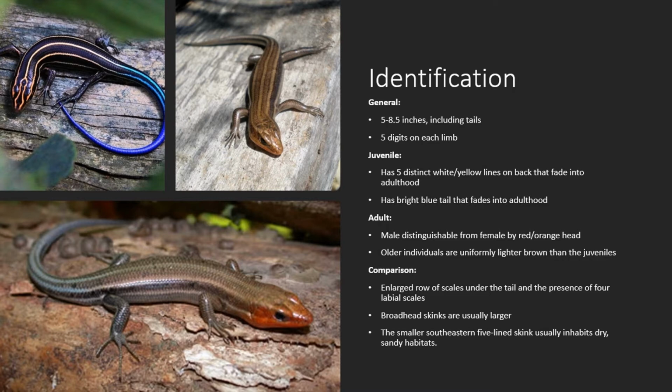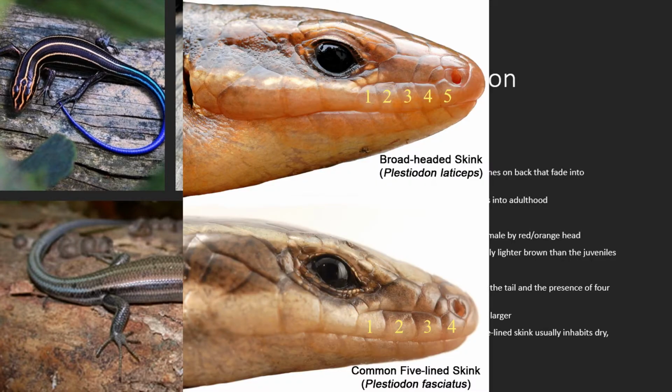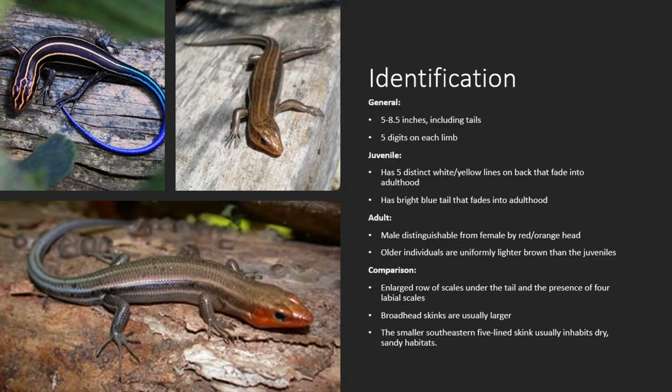Adult males are easily distinguishable from females by the bright red or orange head. To differentiate this species from similar looking broadhead skinks and southern 5-line skinks, you can look at enlarged scales under the tail and the presence of 4 labial scales. Additionally, broadhead skinks tend to be larger, while southern 5-line skinks tend to be smaller and inhabit dry or sandy areas.